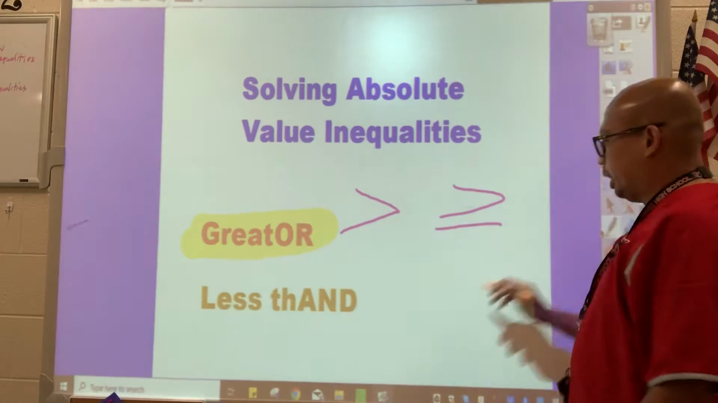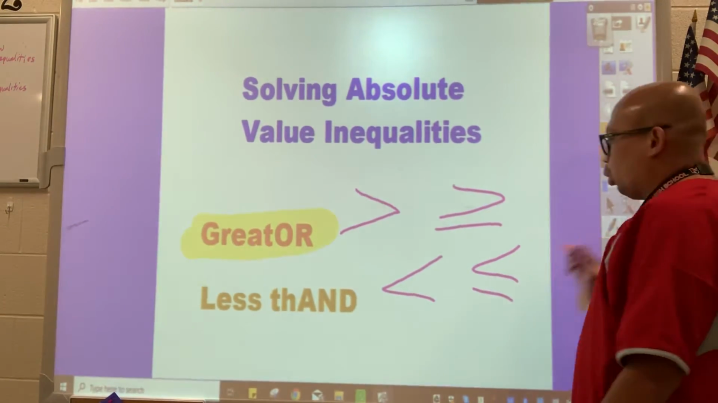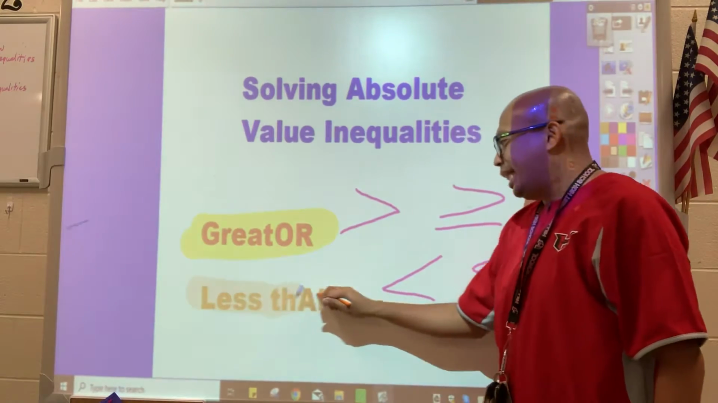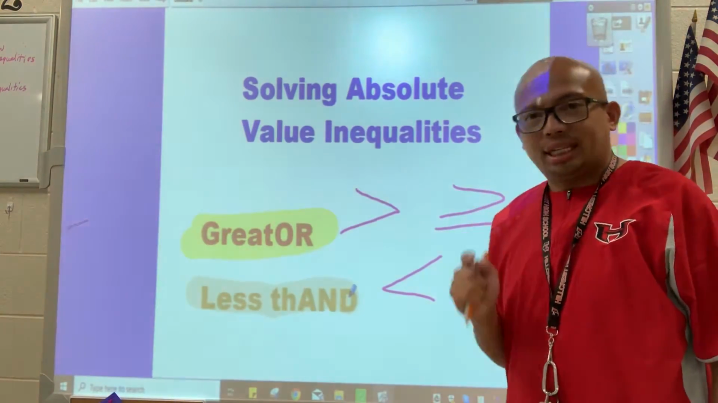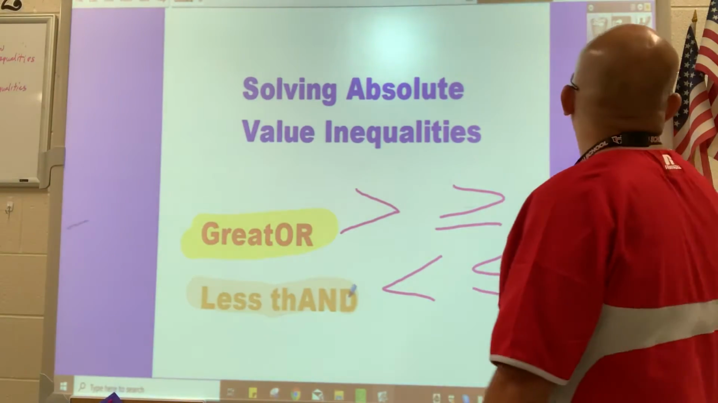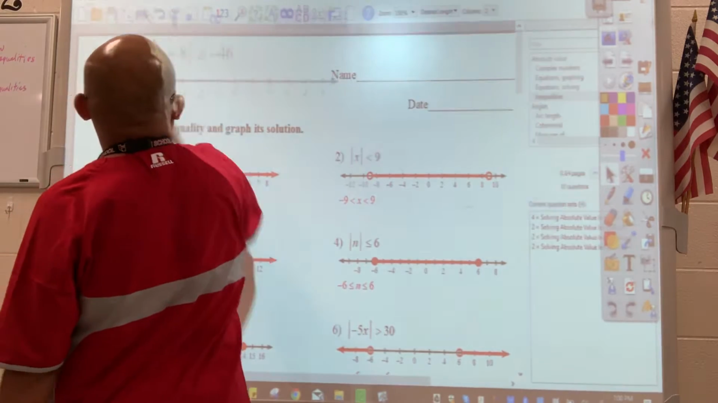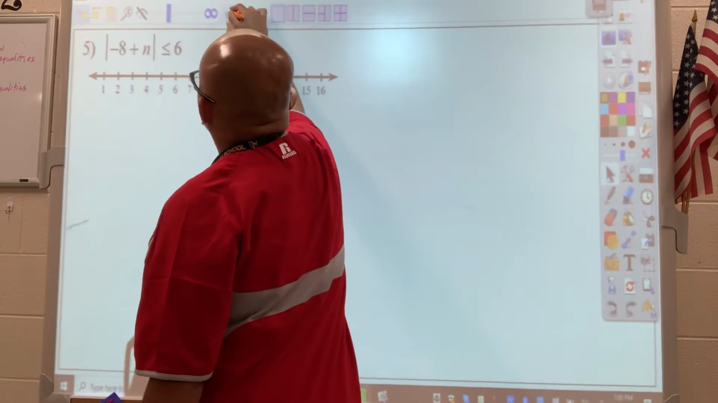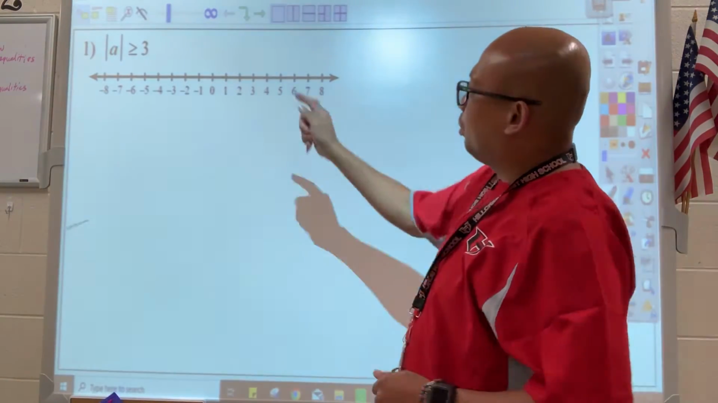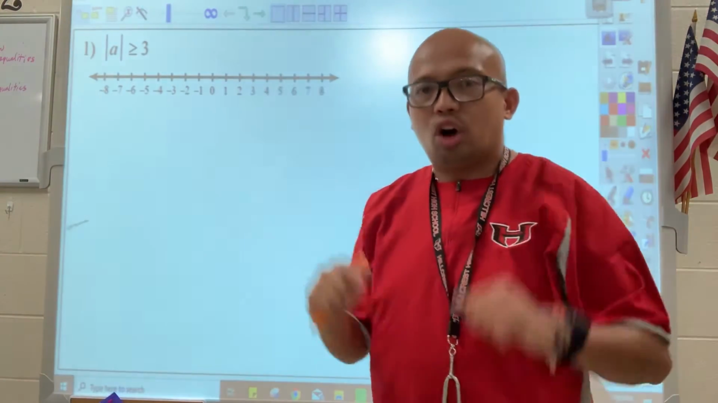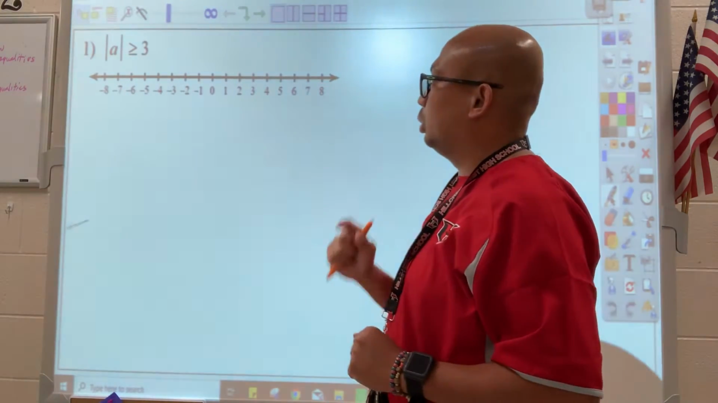For this one here, we know it's called less than or equal to. We will call it less than. So we can associate this one as an and problem. So let's try these examples. Looking at the board, our first problem is absolute value of a greater than or equal to 3.